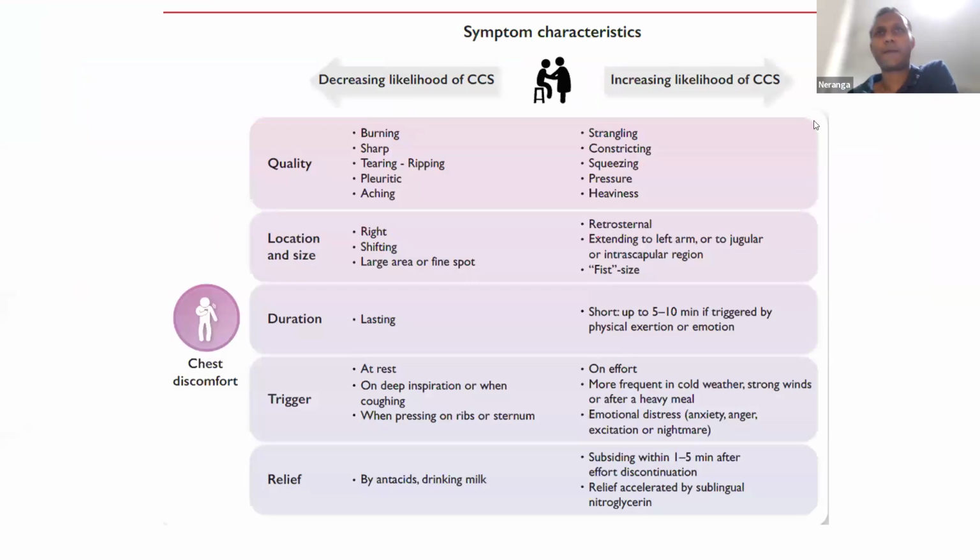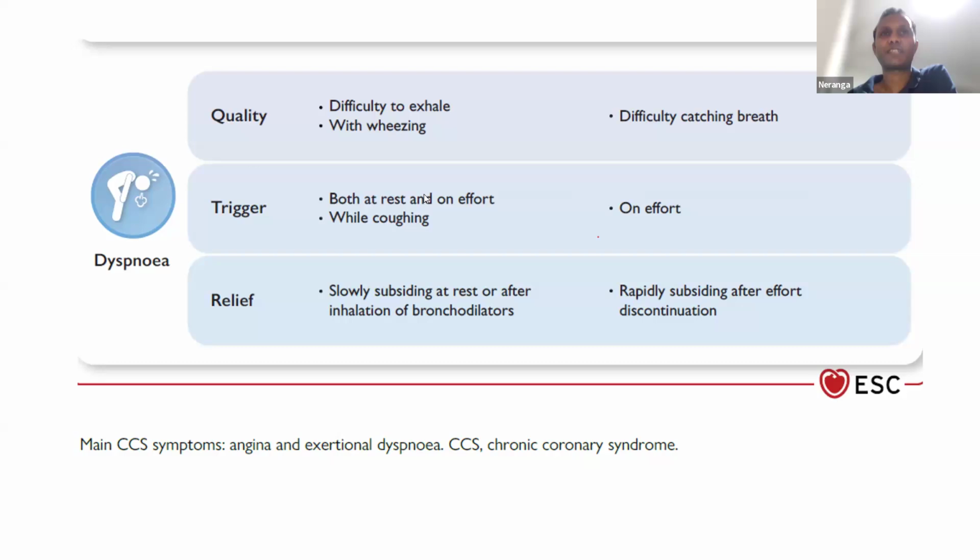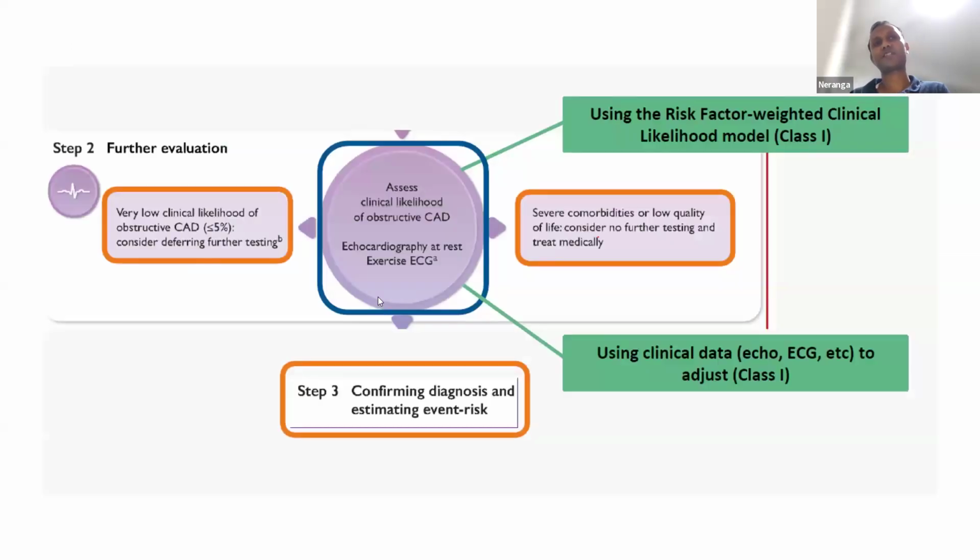Some characteristics of cardiac chest pain are as I discussed before, so I'll skip these slides. Dyspnea is also there. I'll share the presentation so you can go through the slides later. To assess the likelihood of coronary artery disease, we now have this risk factor weighted clinical likelihood model. You can use clinical data to adjust the risk factors. After assessing history and examination, you can do an ECG or echocardiogram also. But if the risk is very low, less than 5%, you don't need any other testing. So you can reduce unnecessary investigation if the risk is very low.